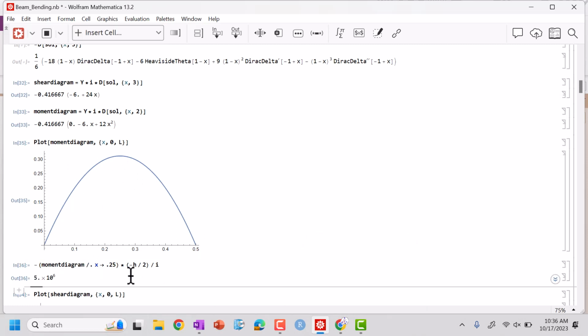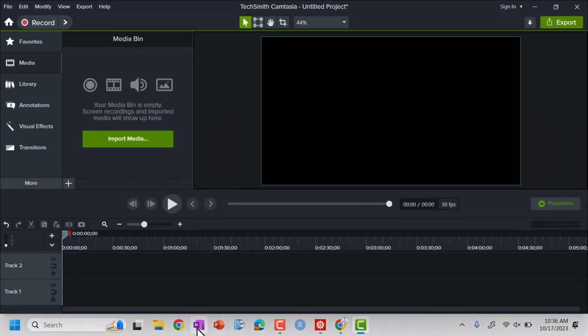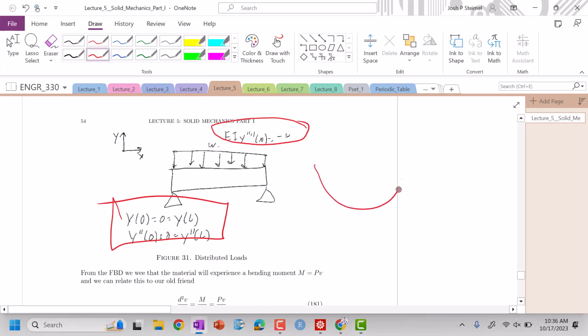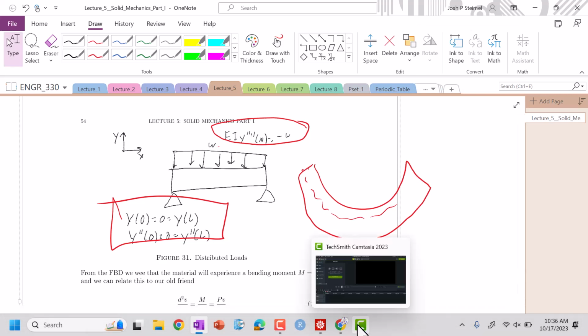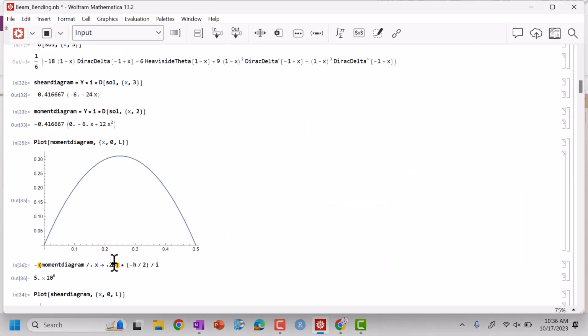So if I'm looking at the bottom, again, we should have a positive moment throughout. When I look at here, negative, we should be in tension. In my positive H over 2, it should be in compression. And we see that is indeed the case. And you can see the difference in the magnitude of the force as well, or actually stress, excuse me.